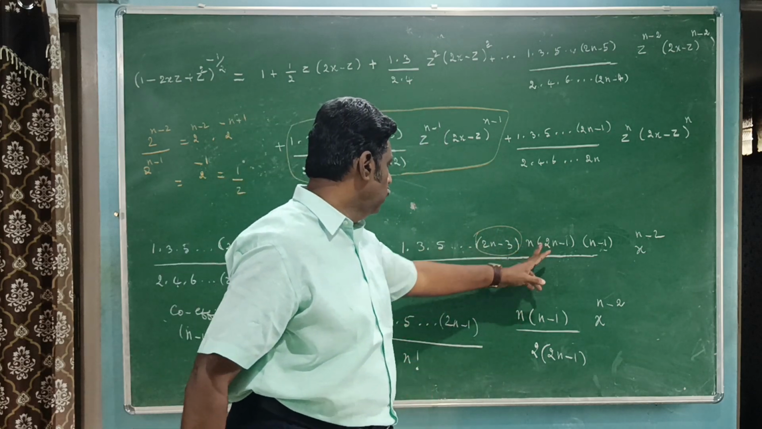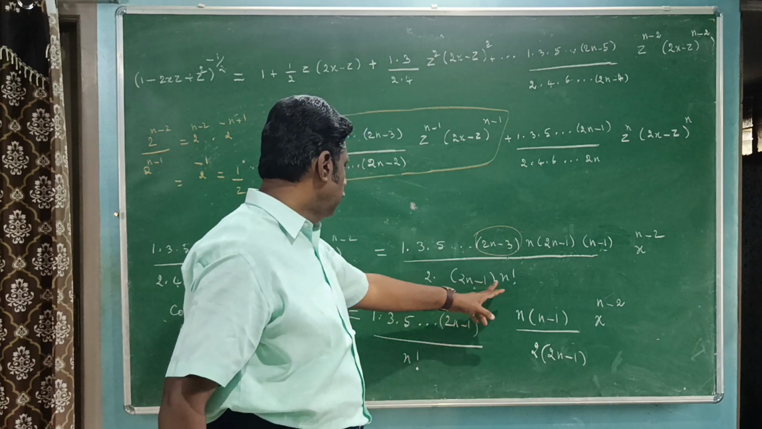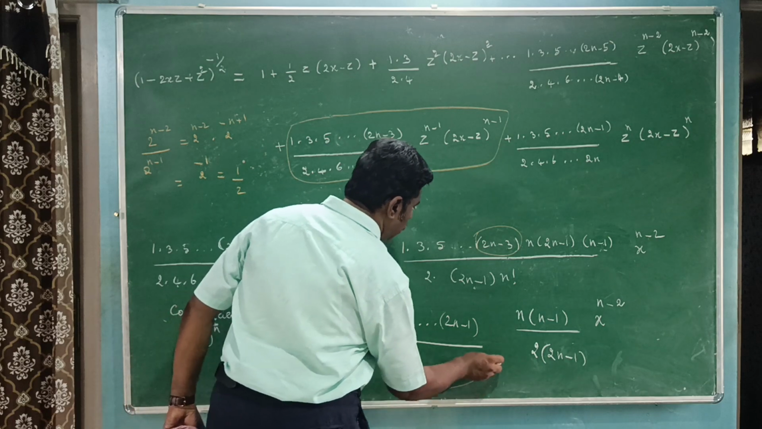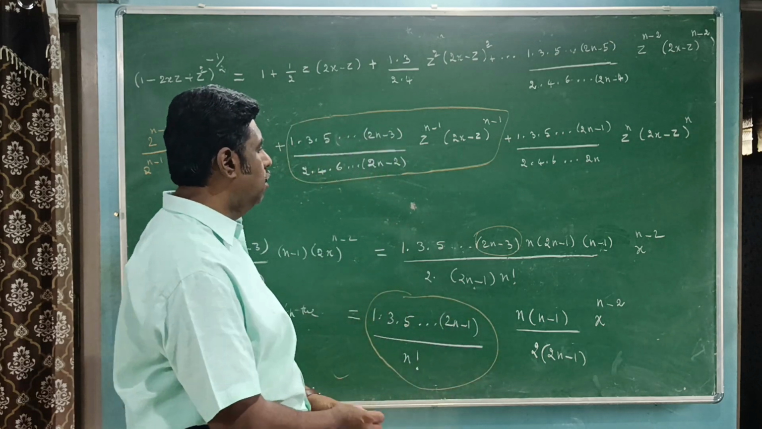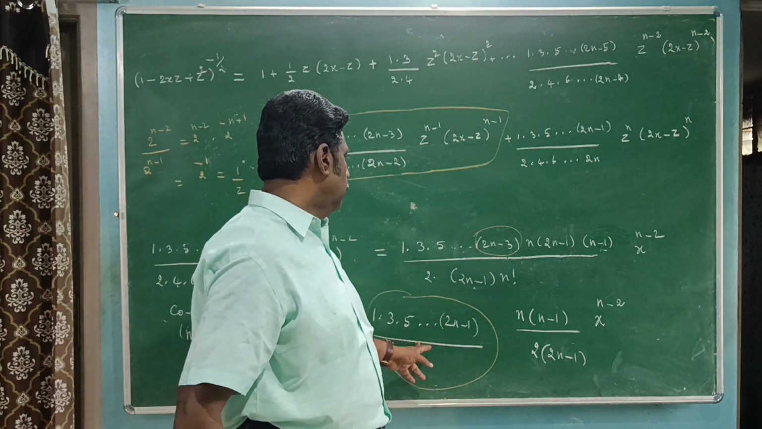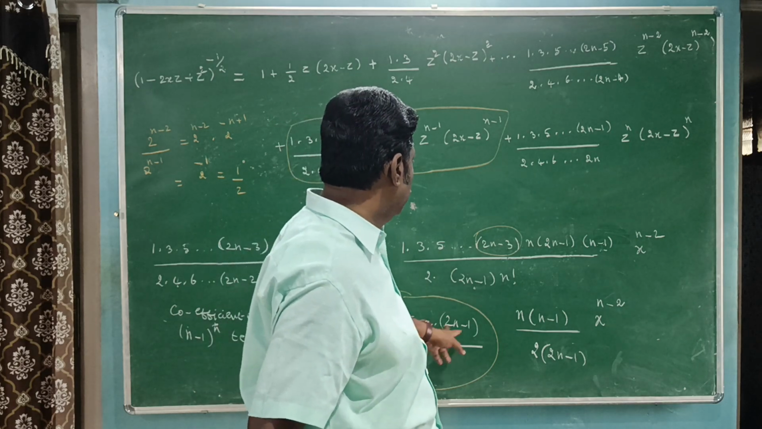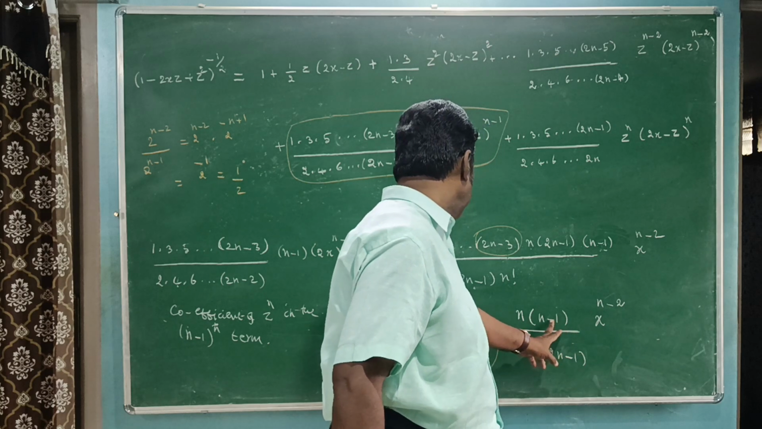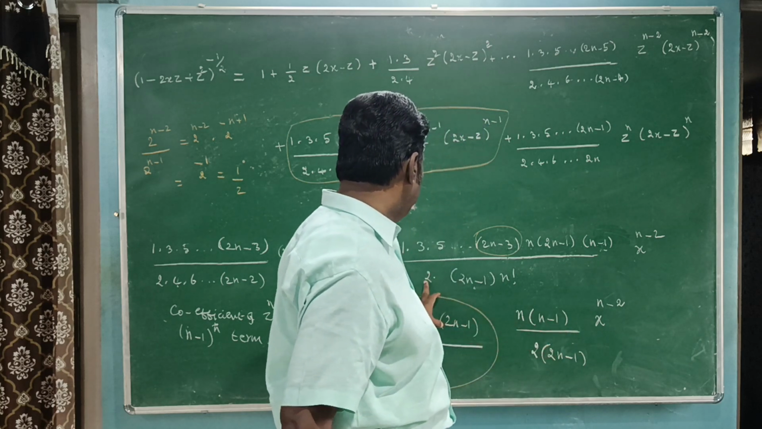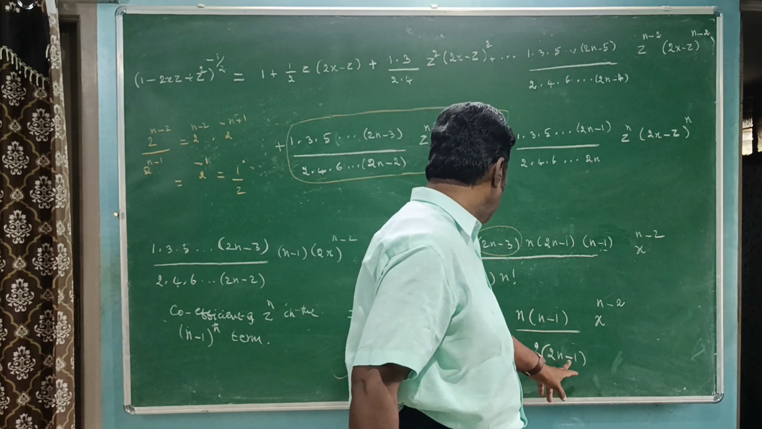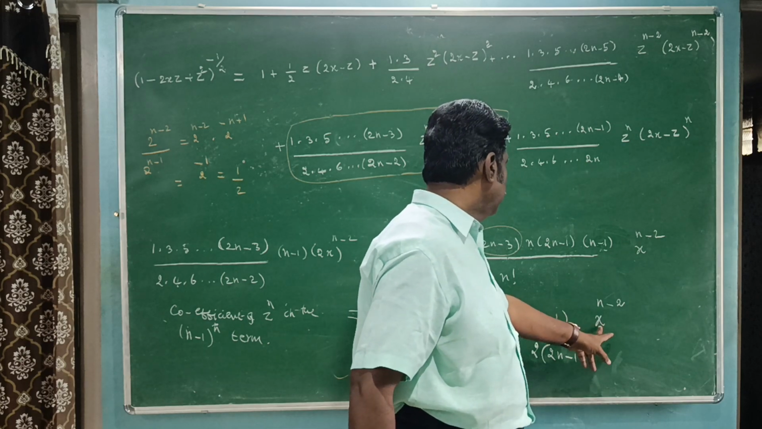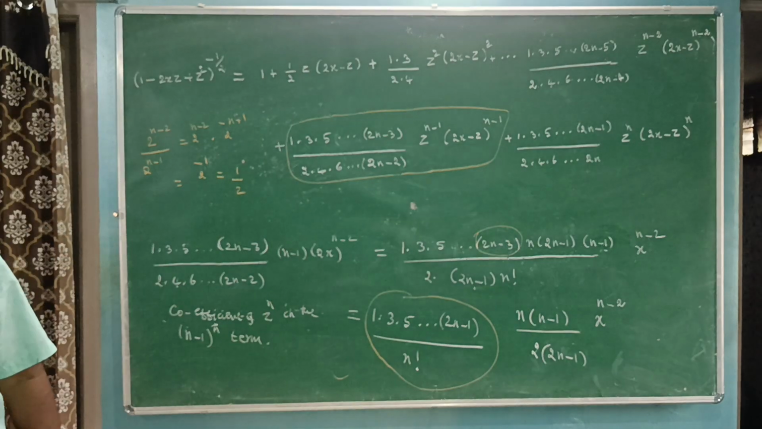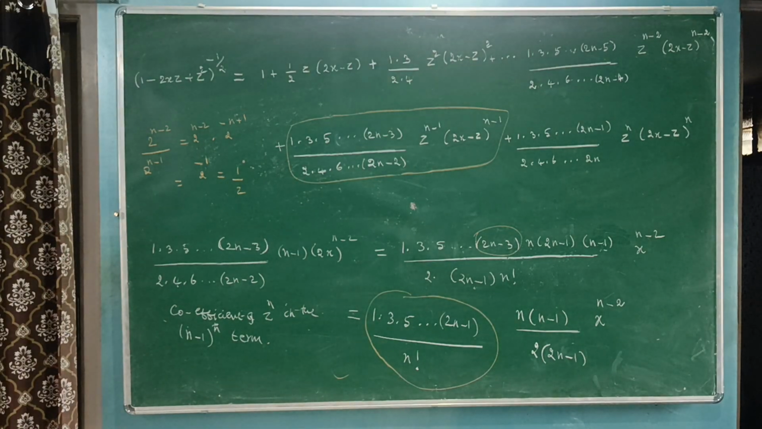1.3.5 2n minus 1 divided by n factorial. This is the coefficient of z power n in the nth term, commonly present, into, write down the rest of the term, n into n minus 1 divided by 2 into 2n minus 1 multiplied by x power n minus 2. This is the coefficient of z power n.